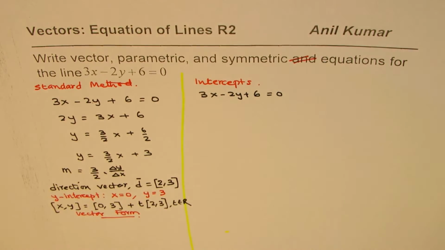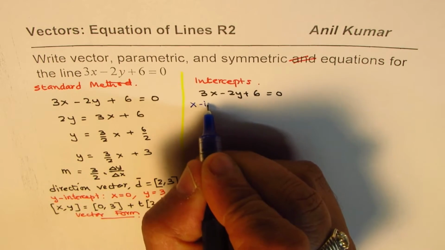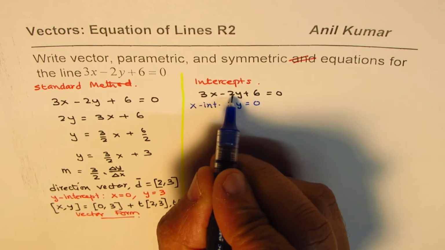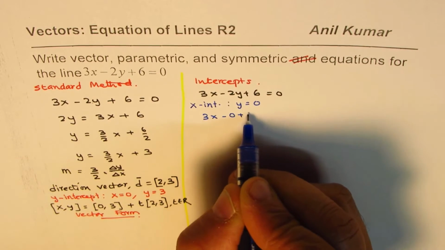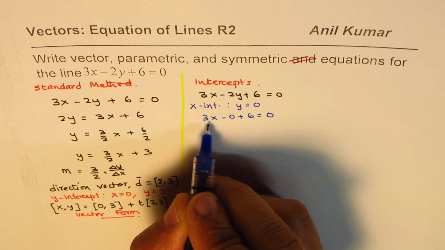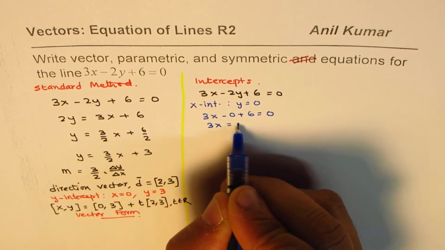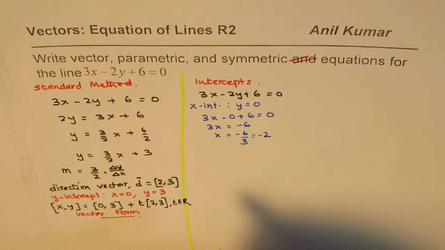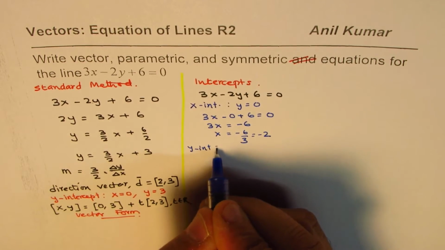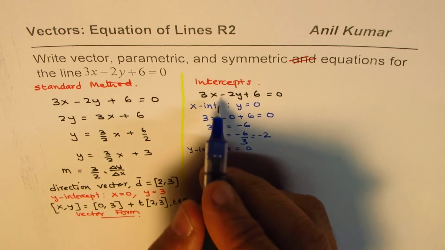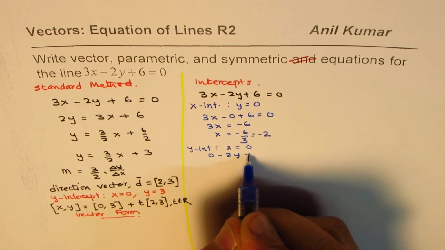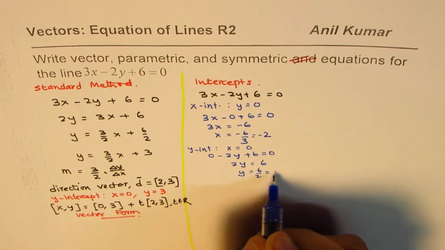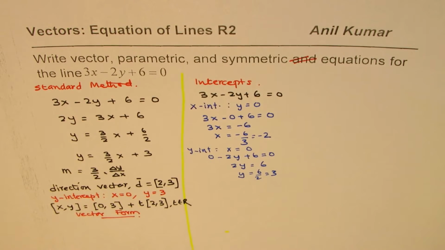To find the x-intercept, we'll say y equals 0. So when I say y equals 0, I get 3x minus 0 plus 6 equals 0. From here we can solve 3x equals minus 6, x equals minus 6 divided by 3, which is minus 2. Similarly, we can find the y-intercept, with x equals 0. If I write x equals 0, I get 0 minus 2y plus 6 equals 0, or 2y equals 6, y equals 6 over 2, which is 3. So I get the y-intercept as 3.